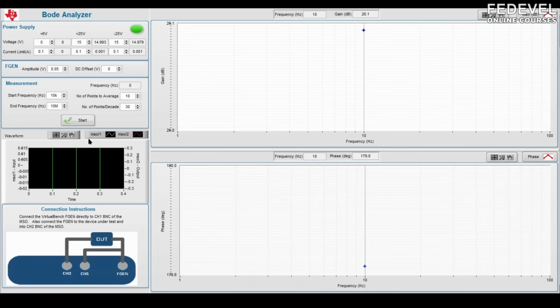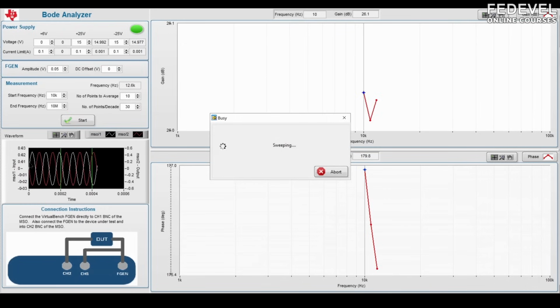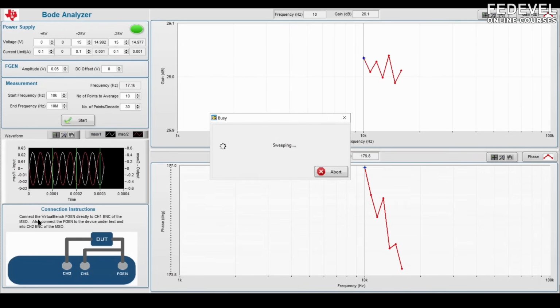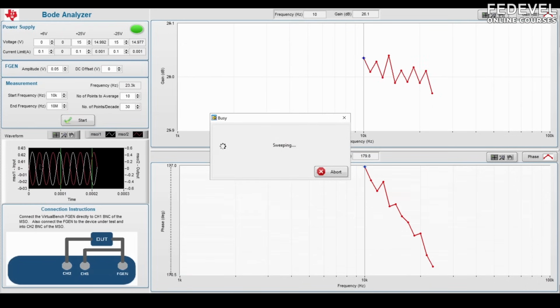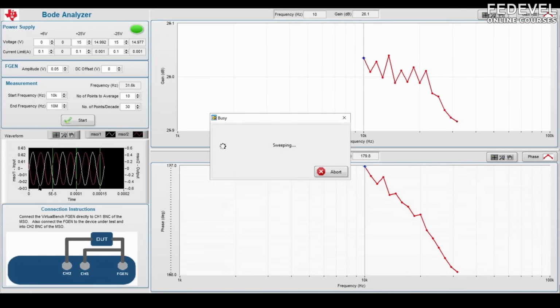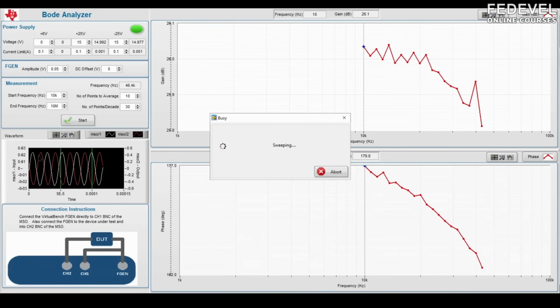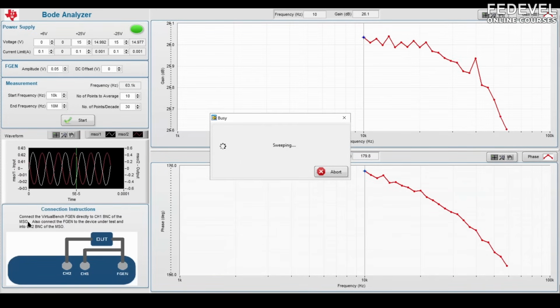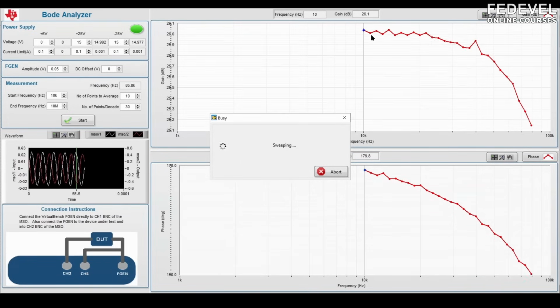And this software is also controlling the device? Yes, there's a USB connection between my computer and the virtual bench. So I'm going to go ahead and hit start. Basically what's happening is we're applying an input signal shown in white, I think it's the white signal, and then the output signal is shown in red, being measured on the 2 channels of the scope.